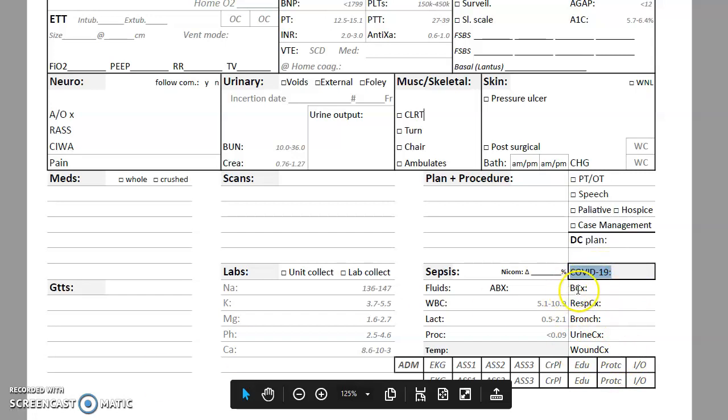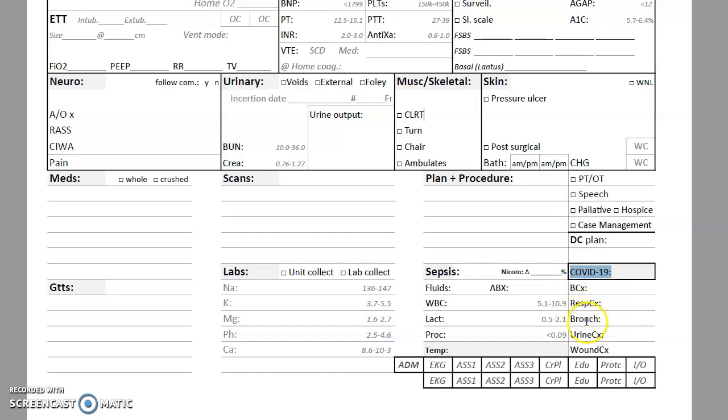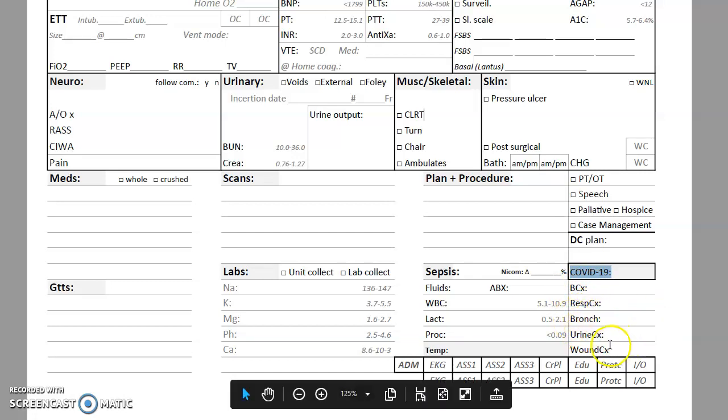And then we go into blood cultures, respiratory culture, if the patient gets a bronch done, bronch cultures, urine culture, wound cultures. And down at the bottom, also you're crossing off what you're documenting: if you did an admission, if you did your EKG or strip, if you did your first, second, third assessment for an ICU patient, your care plans, your education, your protocols, and intakes and outputs. Usually at the end of the shift, I'm making sure I check all of this.